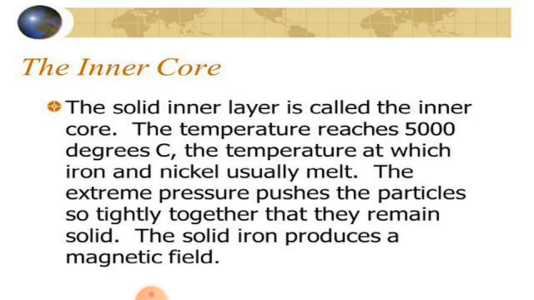Now, the inner core. The solid inner layer is called the inner core. The temperature reaches 5000 degrees centigrade, the temperature at which iron and nickel start to melt. The extreme pressure pushes the particles so tightly together that they remain in the solid form. The solid iron produces a magnetic field.